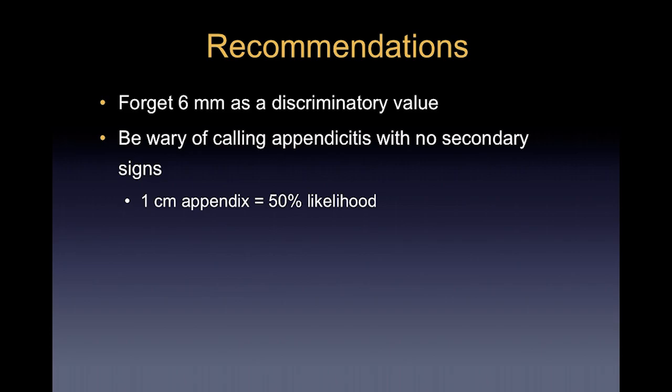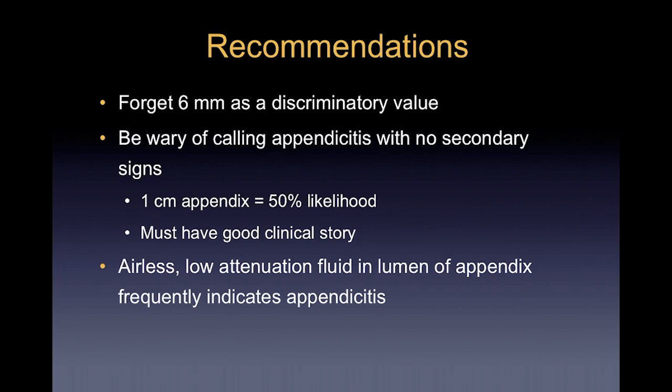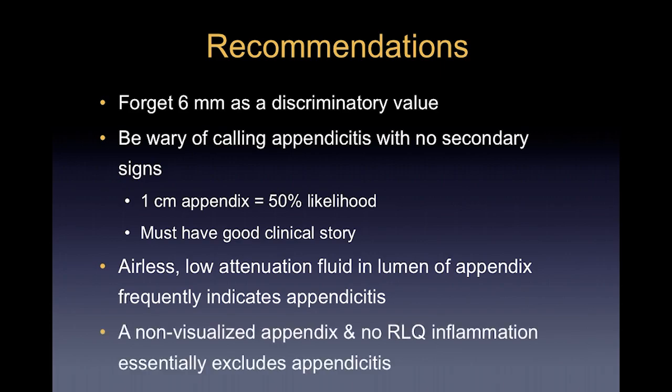So remember, even with a 1 centimeter appendix, it's just a 50-50 chance of appendicitis if you don't see any inflammatory changes around the appendix. So they're going to have a good clinical story to want to go to the OR just with a 50-50 chance on CT. Remember that sign of airless low attenuation fluid in the lumen of the appendix. It is a good sign, particularly in cases of early appendicitis.